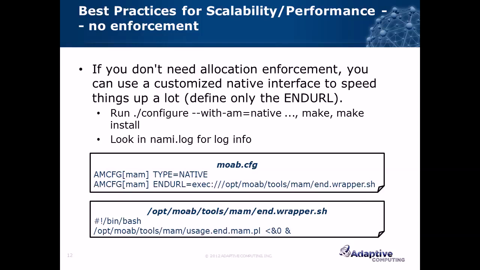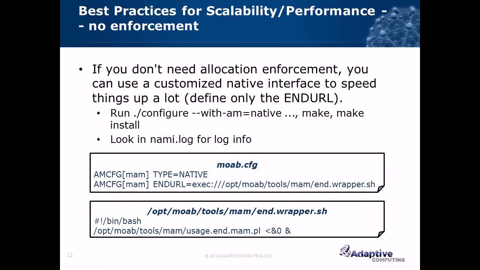So I suggested that if performance is important to you, that you stick with a direct interface. But that's not necessarily true in these modes because we can avoid the overhead by doing these tricks here. So if all you need is just to charge, but you don't need to get the liens, you don't need to enforce limits, then you don't need anything other than this end URL. So what you do is you say type equals native for your accounting manager type. That's set by setting configure with AM equals native when you configure it. If you've already configured it, like I say, just change the type to be native.